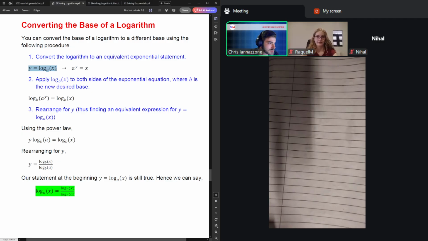And the reason why is because we're trying to get this original logarithm written in terms of a different base. And because that original logarithm is called y, getting y on its own through the power law and then a simple division gets us to that formula that we're looking for. Y equals that, but y is also equal to our original logarithm, so hence our logarithm is equal to that division.